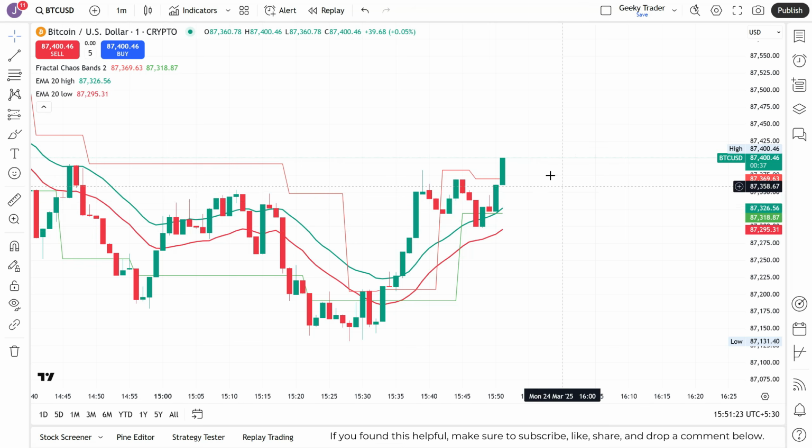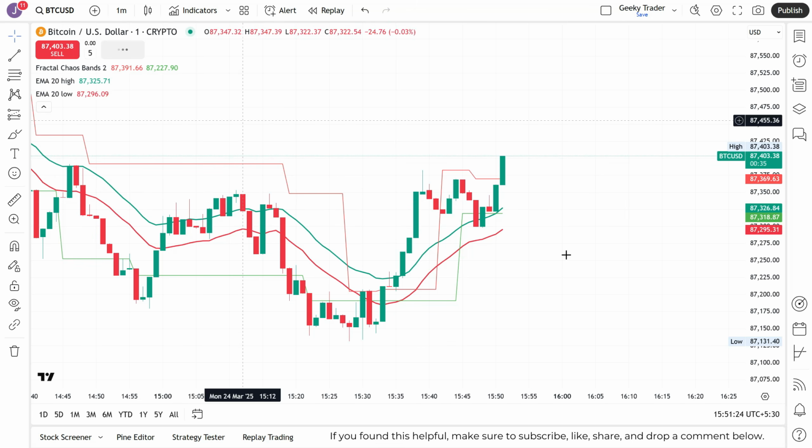So instead of rushing in, I decided to wait for another breakout, a more confirmed entry point. And here it is. The price has now closed above the 20 EMA high, green line, and at the same time, it has crossed the upper fractal chaos, which was acting as resistance. This is exactly the kind of confirmation I was waiting for. It signals that the market is gaining strength and is likely to continue moving higher. So this is the right time to enter the trade, and I'm taking a buy position right here.